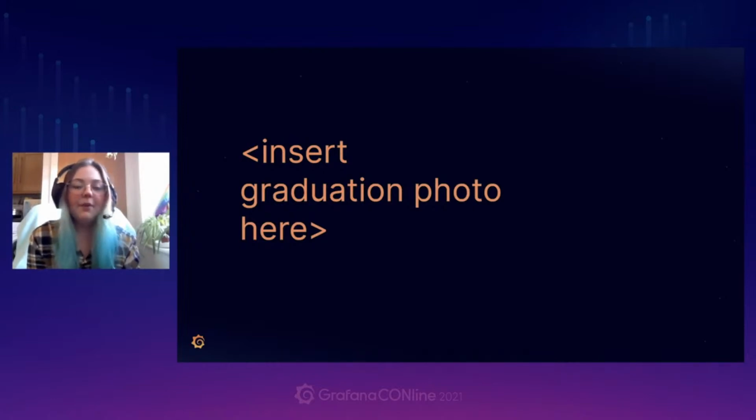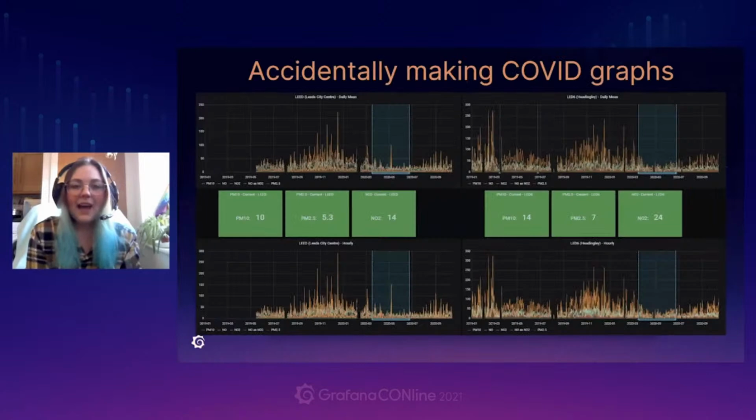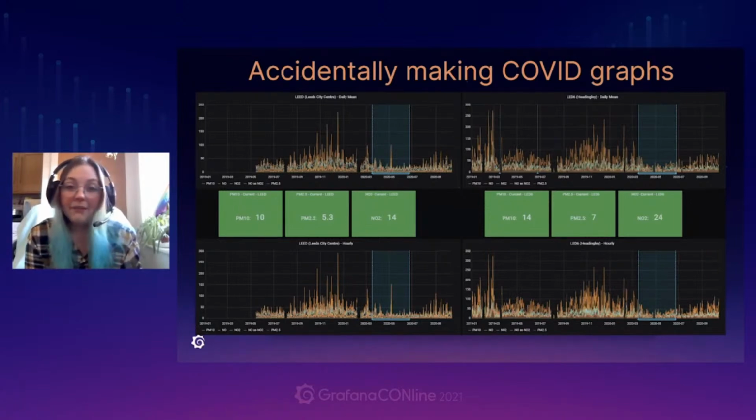I left my job at the web hosting company and moved on, not really thinking much about my Grafana instance or all of the systems that I'd had set up until a couple of months later. I just happened to go back and find that I had accidentally made some COVID graphs. I know it's not perfect project management, not closing everything down, but I wouldn't have these without it. So there we go.